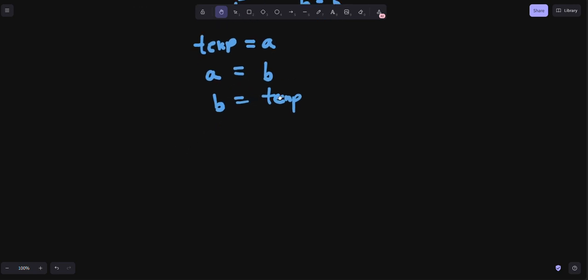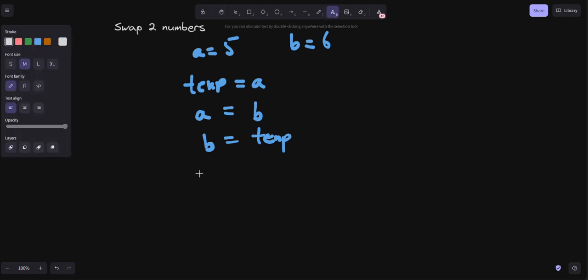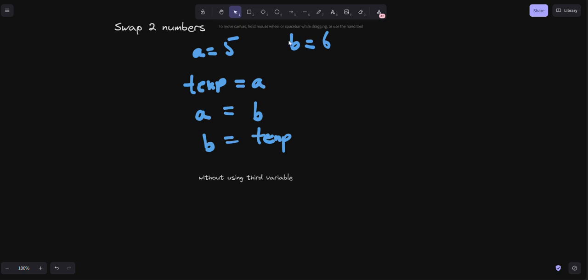But how can you do this without using the third variable? This is a really common question. Even if in the interview the interviewer asks you this, he or she won't be happy if you do this with the third variable. He or she will always be like, without using a third variable, right? How can you do this without using a third variable? So this is where bit manipulation will come in.